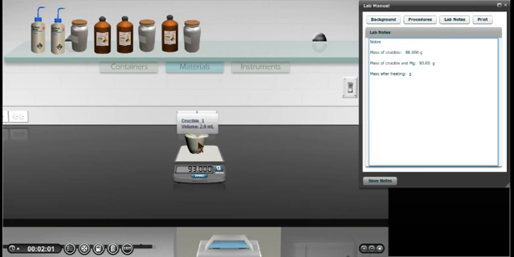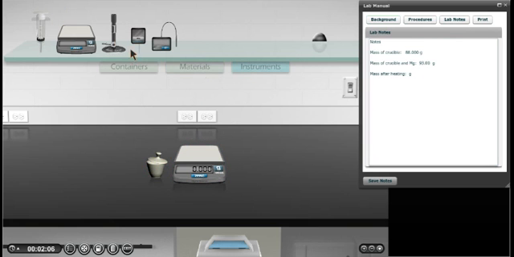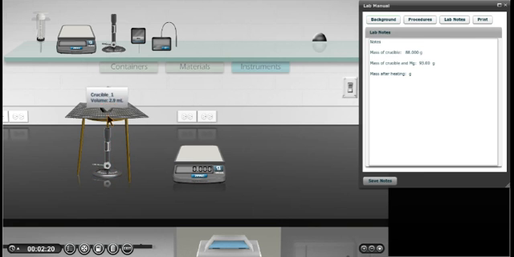Next, remove the crucible from the balance and go to the instruments shelf and obtain a Bunsen burner, and drag it onto the bench. Next, place the crucible on top of the Bunsen burner and a stand will appear. Turn the knob once by clicking once for low heat. Next, we will wait 1 to 2 minutes for the reaction to complete its course.